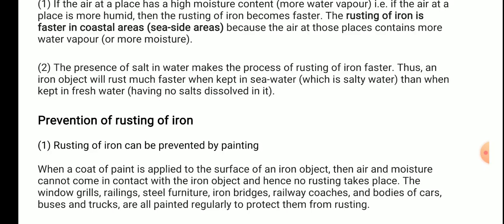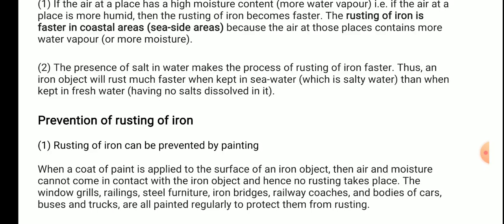Okay, let's see. When a coat of paint is applied to the surface of an iron object, then air and moisture cannot come in contact with the iron object, and hence no rusting takes place. The window grills, railings, steel furniture, iron bridges, railway coaches, bodies of cars, buses and trucks are all painted regularly to protect them from rusting. These are made up of iron.